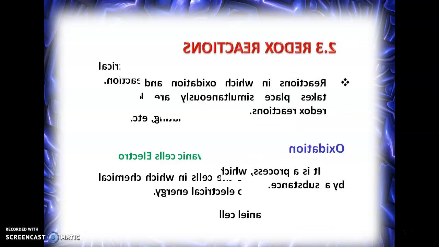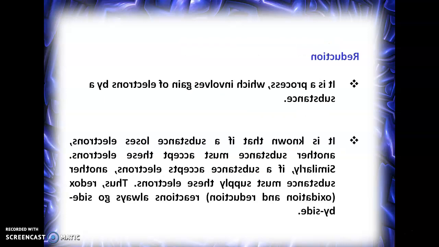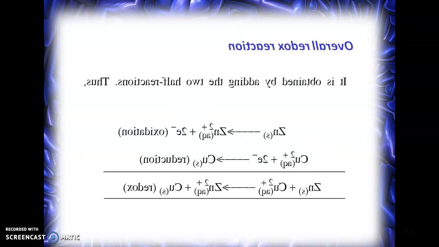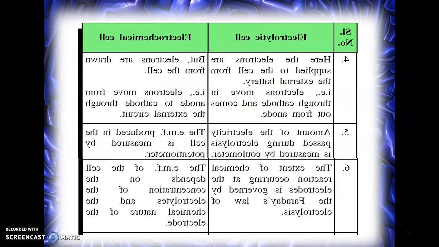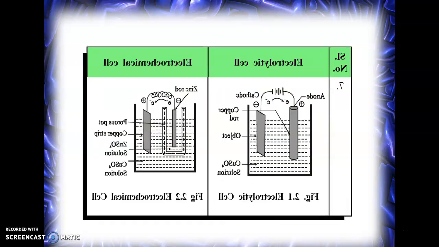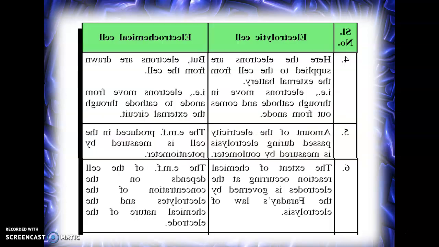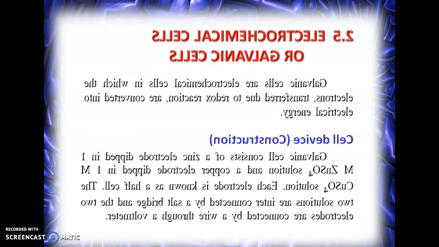For example, Daniell cell. Okay, so some of the redox reactions are there. Already we have discussed those topics, redox reactions. So today we introduce a new topic called electrochemical cell. So electrochemical cells are the galvanic cells in which electron transfer due to redox reactions is converted into electrical energy.